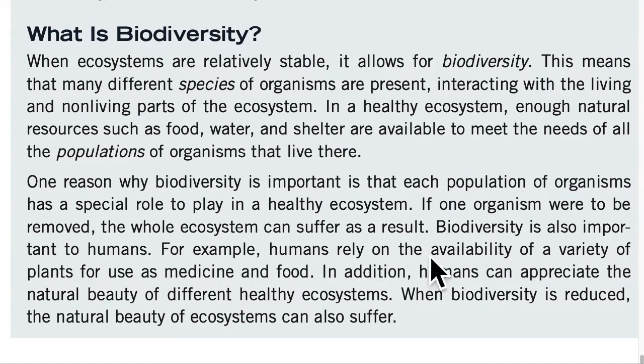Biodiversity is also important to humans. For example, humans rely on the availability of a variety of plants for use as medicine and food. In addition, humans can appreciate the natural beauty of different healthy ecosystems. When biodiversity is reduced, the natural beauty of ecosystems can also suffer.